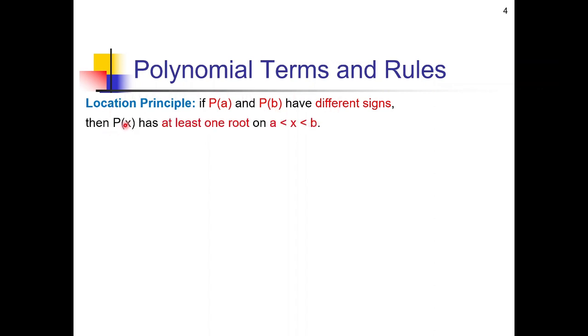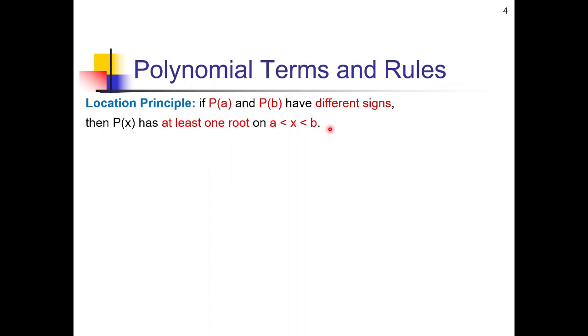Before we dive into our next example, we're going to go over a few interesting properties of polynomials and little tricks we can use here and there. One of these is something called the location principle, which is for locating zeros of a polynomial. This says that if p of a and p of b have different signs, then p of x has to have at least one root on the interval from a to b.